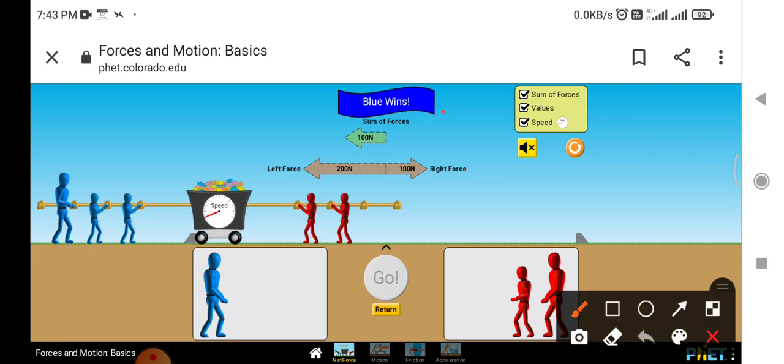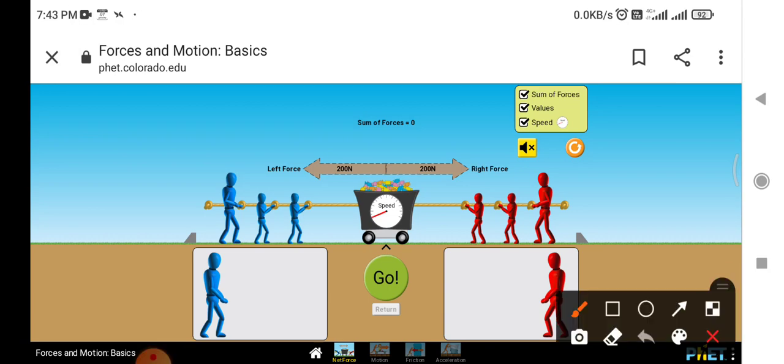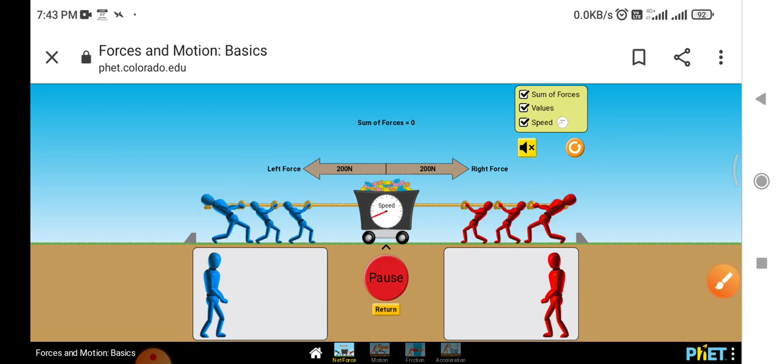Yeah, the blue team wins. Next, I add one more person here. On both sides, the magnitude is the same, so the sum of the forces is 0. If the sum of the forces is 0, it means there is no movement. Check. So there is no movement because of the balanced force.